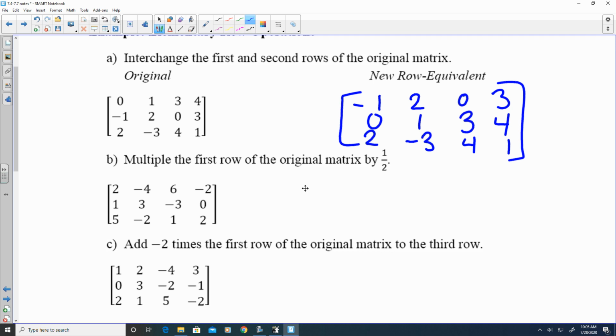Letter B, multiply the first row of the original matrix by 1/2. So the only thing that's changing is the first row is getting multiplied by 1/2: 1, -2, 3, -1. The rest of the matrix stays the same.